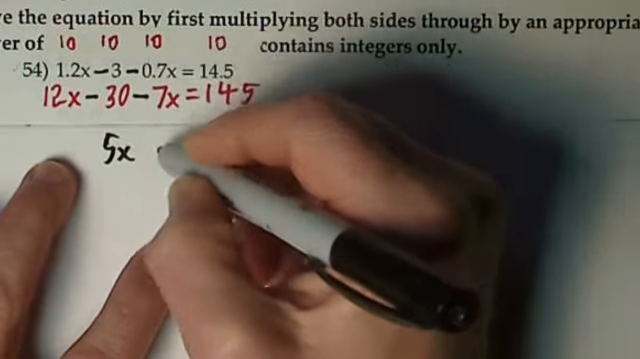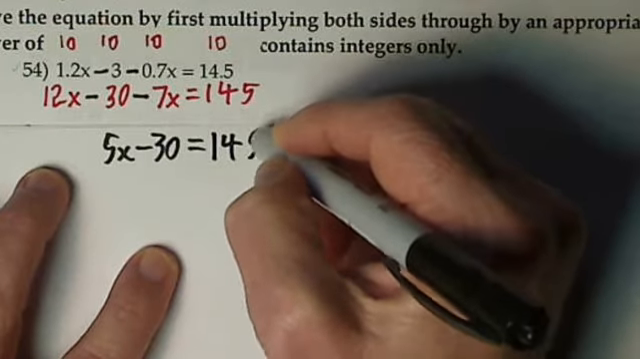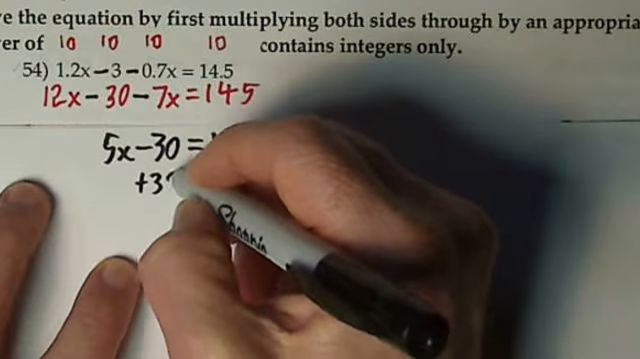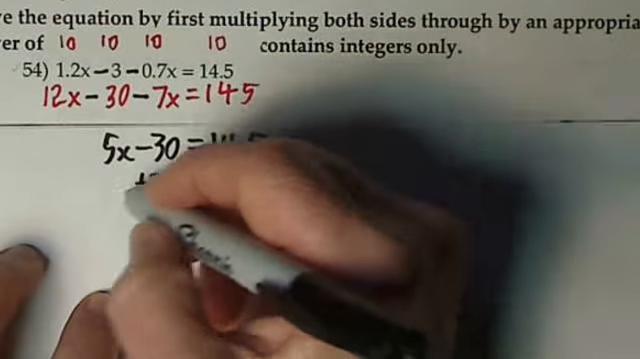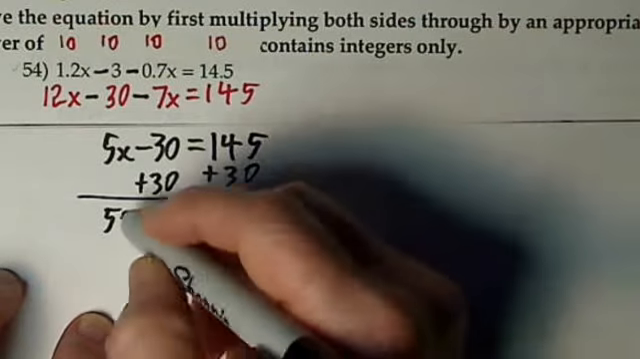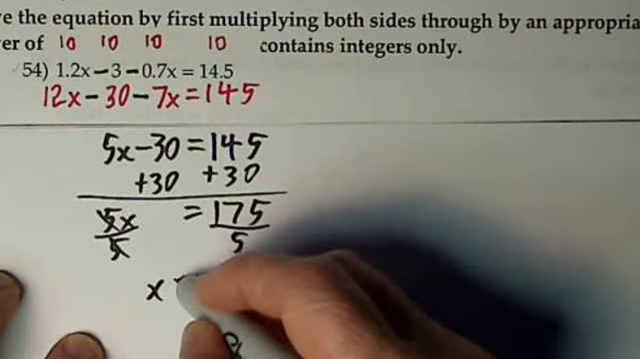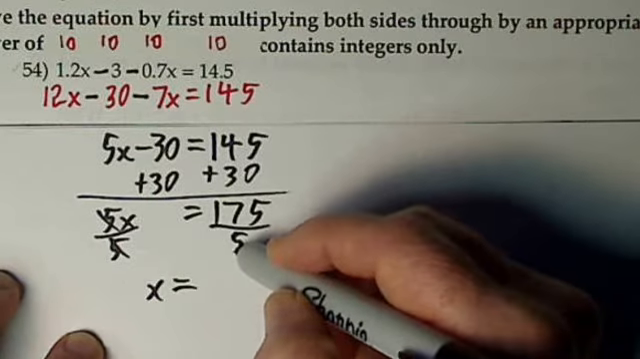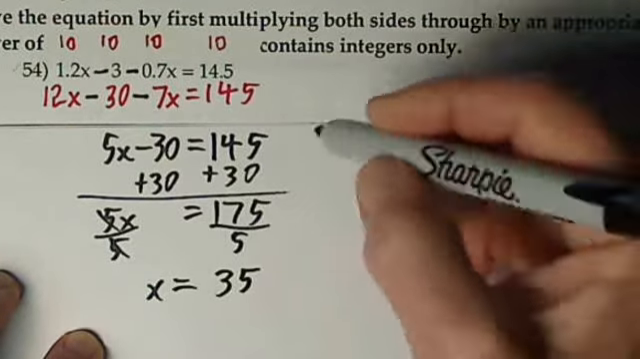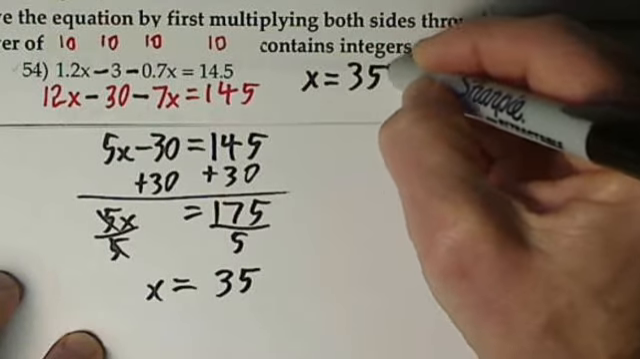5x minus 30 equals 145. Get rid of your 30. 5x is 175. Get rid of your 5. 5 goes into 5 once. You've got x equals 175 divided by 5 is 35. All right. So when we solved it this way, we saw that x equals 35.